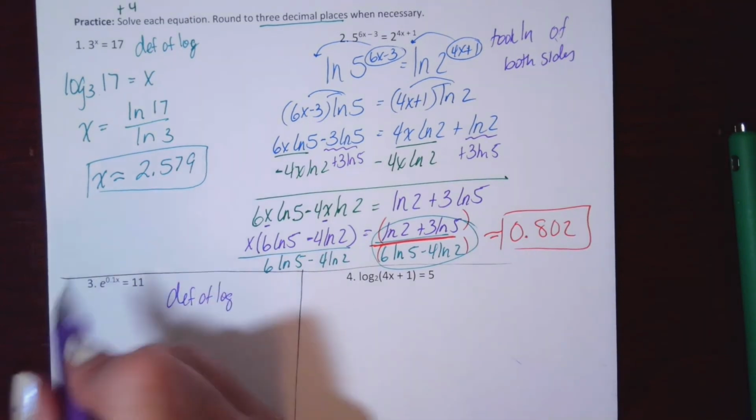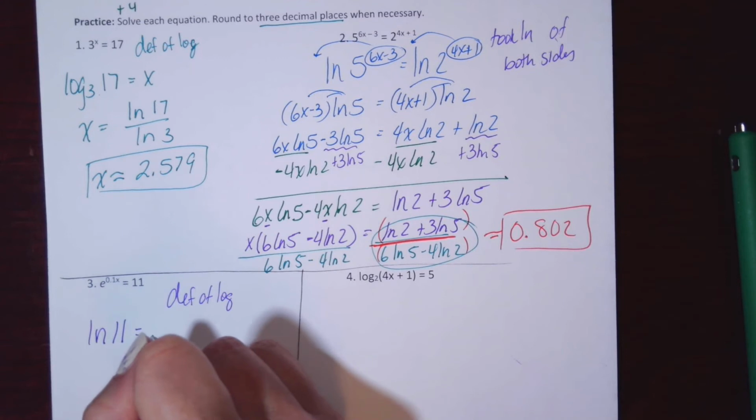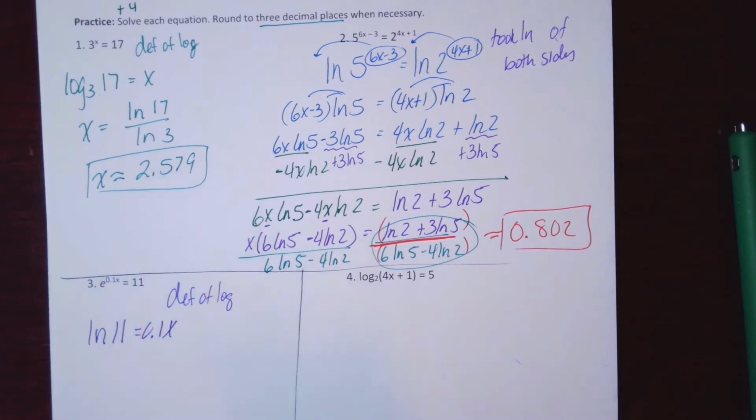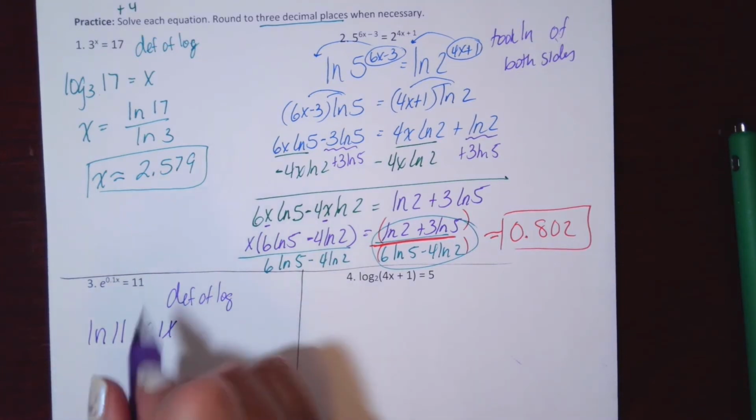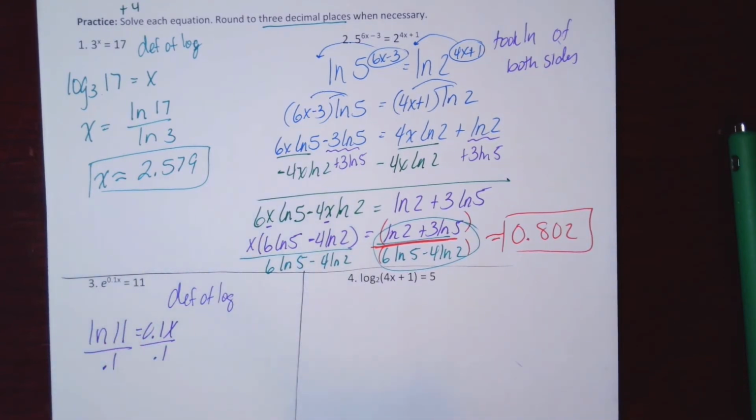I'm going to write it as a log statement. Log base e is natural log. Natural log of 11 equals that exponent 0.1x. I can plug that into my calculator. To finish solving for x, I just need to take whatever this is and divide it by a tenth, divide it by 0.1.